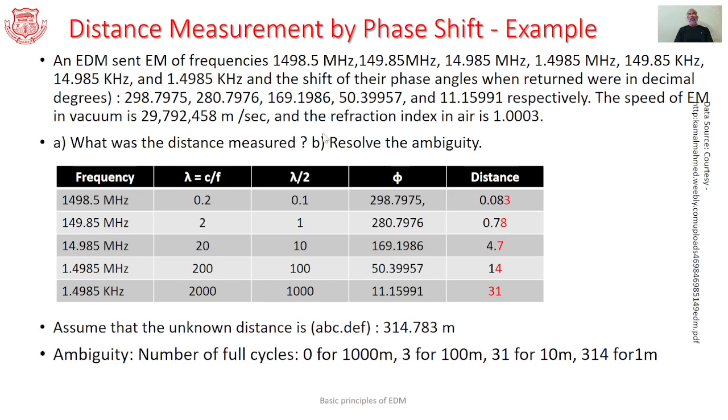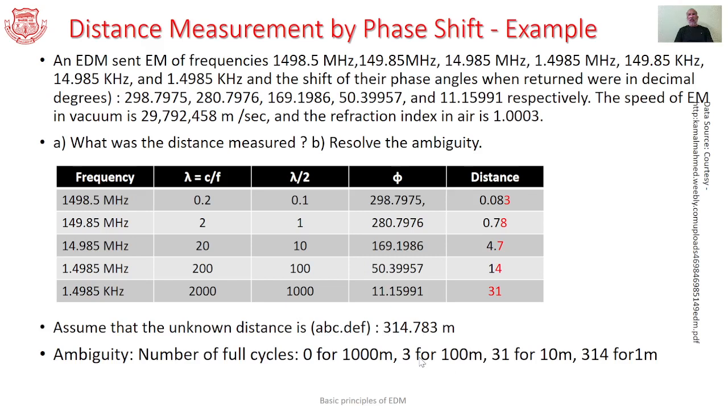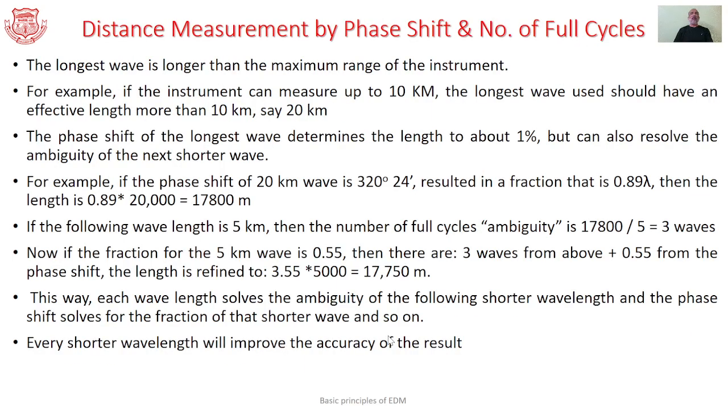So for this example, the number of full cycles for a 1000 meter wave, having the distance less than 1000 meter, will obviously be 0. As we consider the wavelength of 100 meters, having the distance 314, the number of full cycles has to be 3. For 10 meter wavelength it will be 31, and for 1 meter wavelength it will be 314.